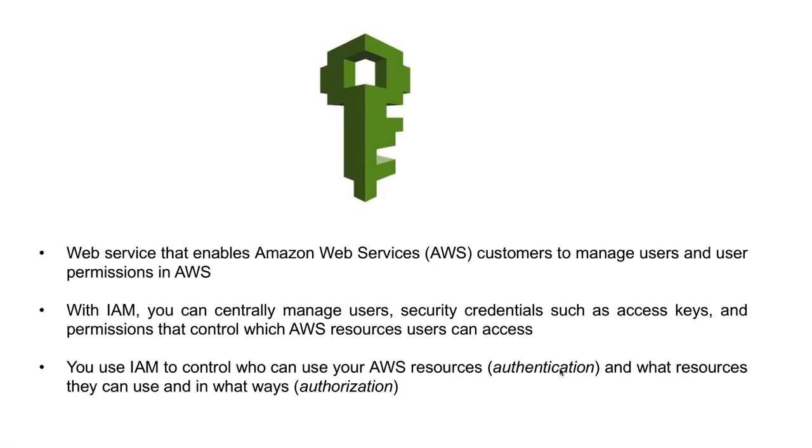You use IAM to control who can use your AWS resources. That comes under authentication, and what resources they can use in what ways. That comes under authorization. So through IAM, you define who are the administrators or architects who will be performing the day-to-day maintenance, deployment, or automation tasks on your behalf, and what kind of access these people should have. That comes under authorization.